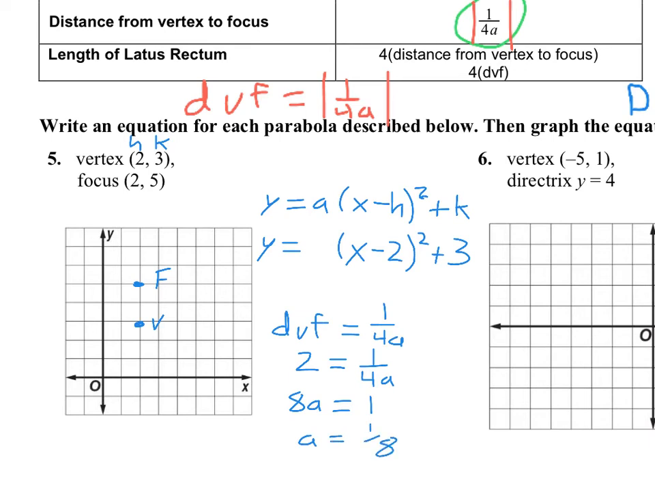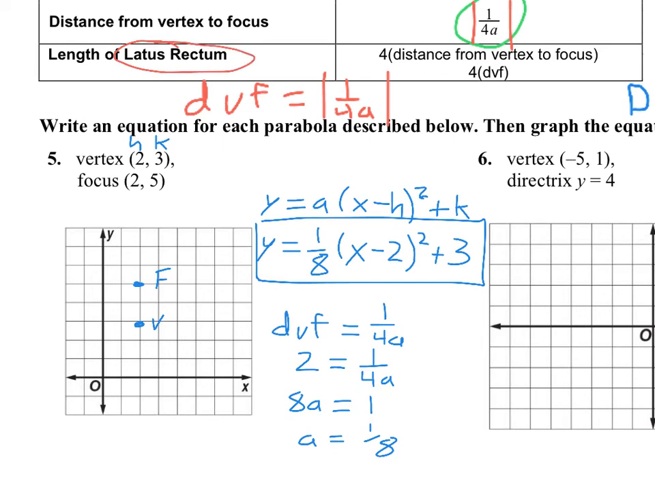And after you solve for a, just double check if you want the positive or the negative value. And we want the positive value because we know it opens up. Right, so there's our equation, and now we're just going to graph it. Okay, so when your a value is a fraction, it's kind of difficult to graph. So another method to graph it involves using the latus rectum.